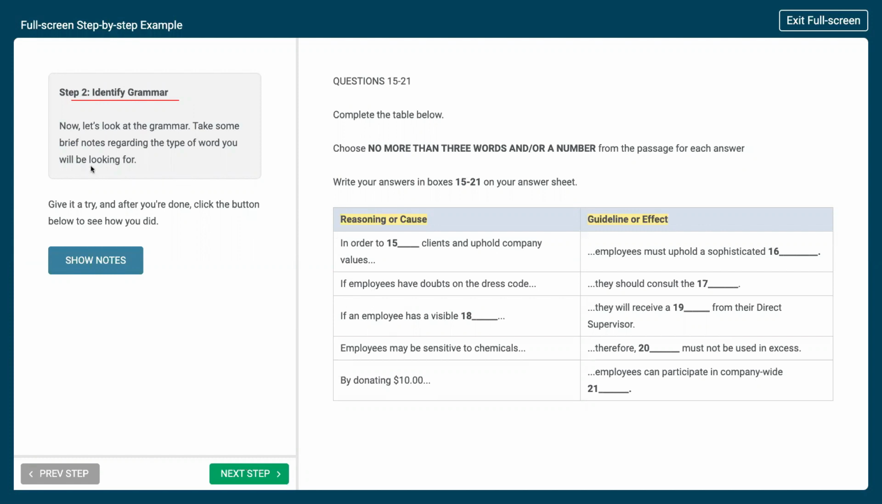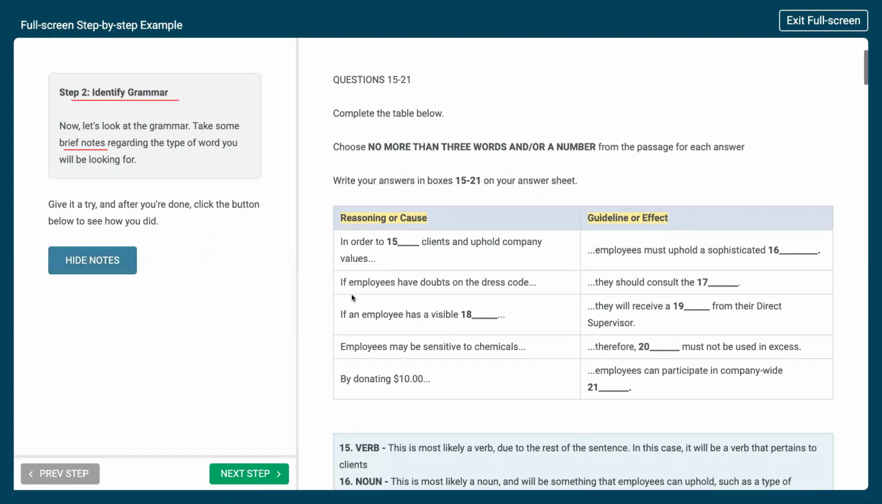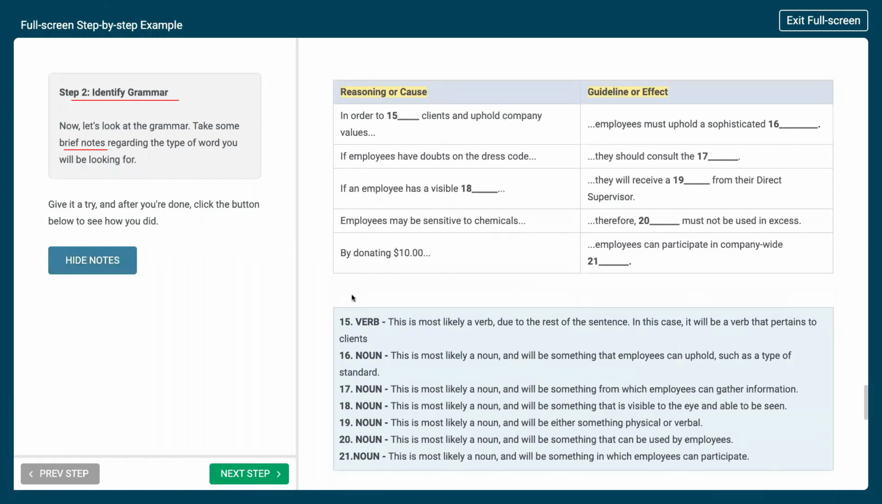You'll just be using the strategy. Okay, so we're going to take some brief notes regarding the type of word we'll be looking for. And what I mean here is understanding whether it's a verb or a noun or a thing or a person. We're really going to think about what potential answers could be because this will help us in the passage. So let's show our notes, and I'll scroll down just so that we can see everything.